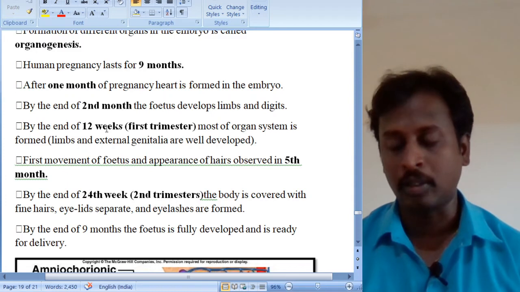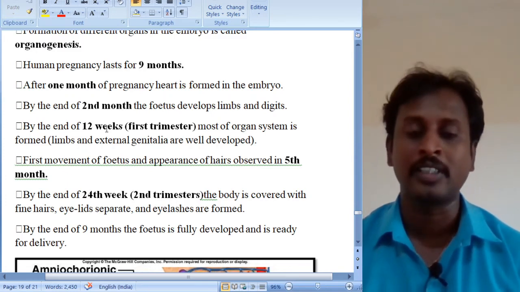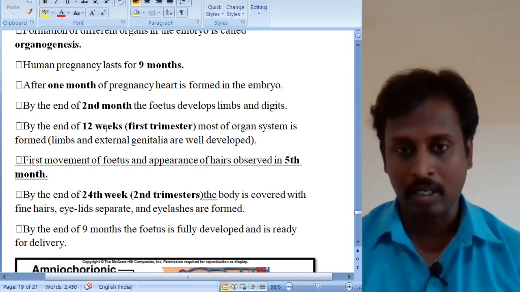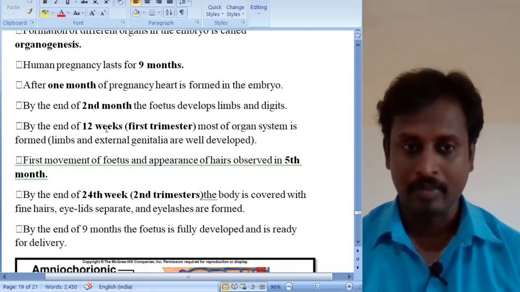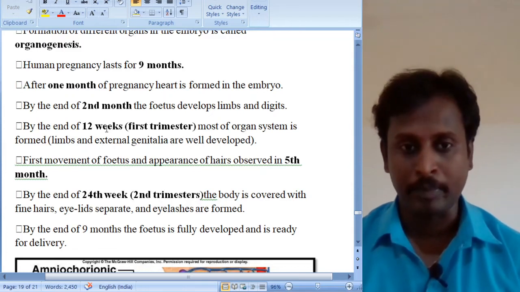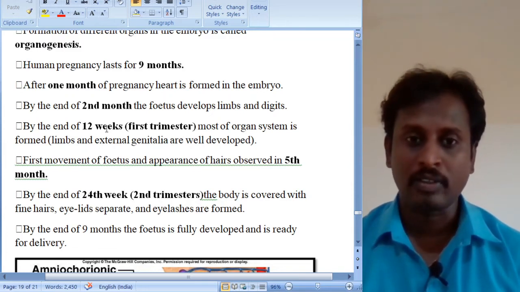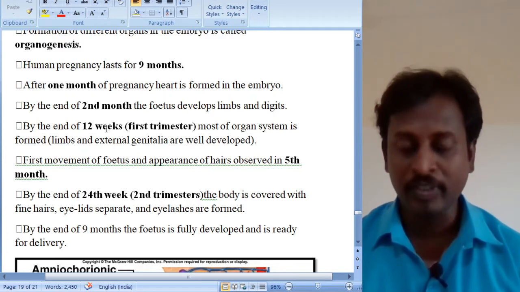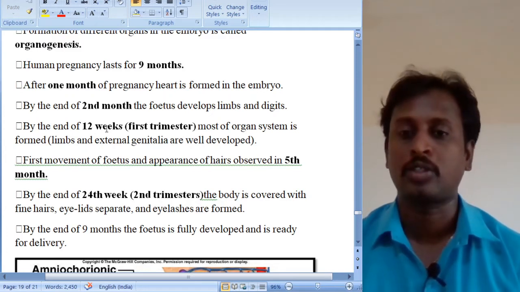ಓಕೆ, ಇದು ಬಹಳಷ್ಟು ಕಾಂಪಿಟೇಟಿವ್ ಎಕ್ಸಾಮಿನೇಷನಲ್ಲಿ ಕೂಡ ಸಿಗುತ್ತೆ ಈ ಕ್ವಶನ್ಸ್ ನಿಮಗೆ. And even for 1 mark they may be asked. Okay, the first movement of the fetus or a baby or embryo and appearance of hairs on the head is well observed in the 5th month of the embryo stage.